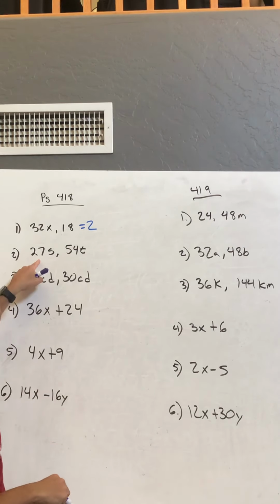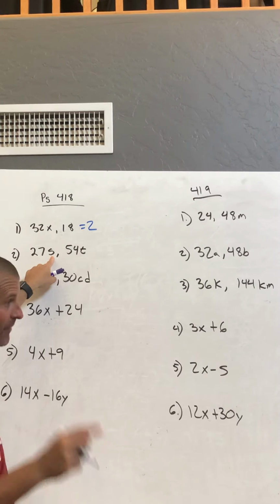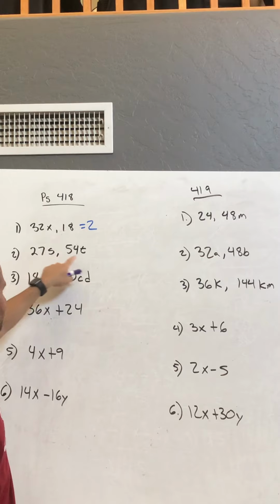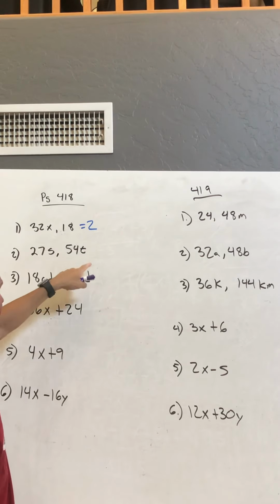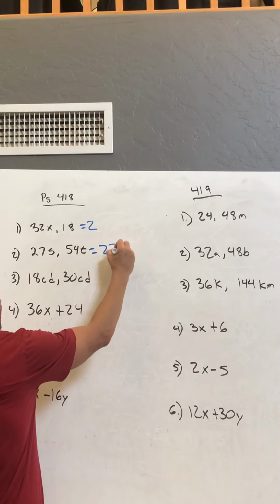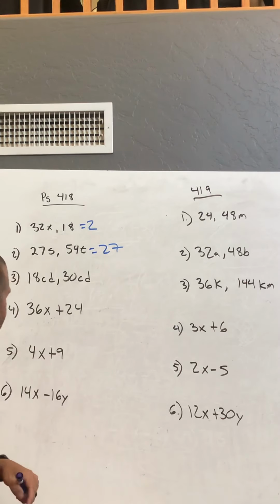What is the greatest common factor of 24s, and there's a letter, now a variable, and 54t? Well, they both don't share any of the same letters, so we don't worry about that. But they both share a 27. So 27 is my greatest common factor.